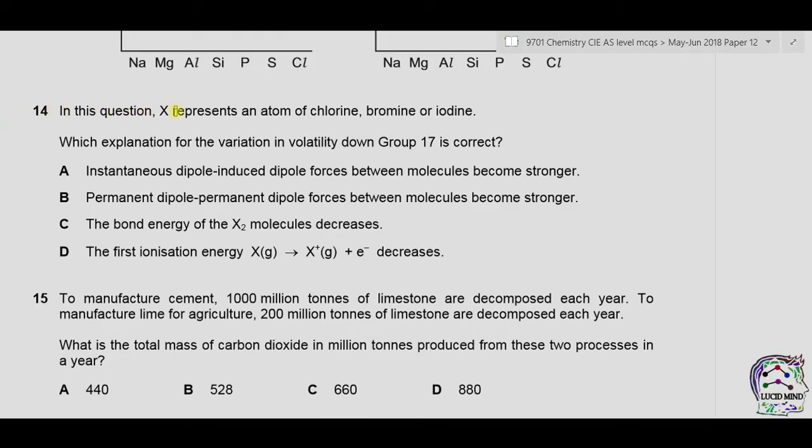Question 14. In this question, X represents an atom of chlorine, bromine or iodine. Which explanation for the variation in volatility down group 17 is correct? As we know, in group 17 the elements become solid from gas. So therefore intermolecular forces increase and volatility decreases.